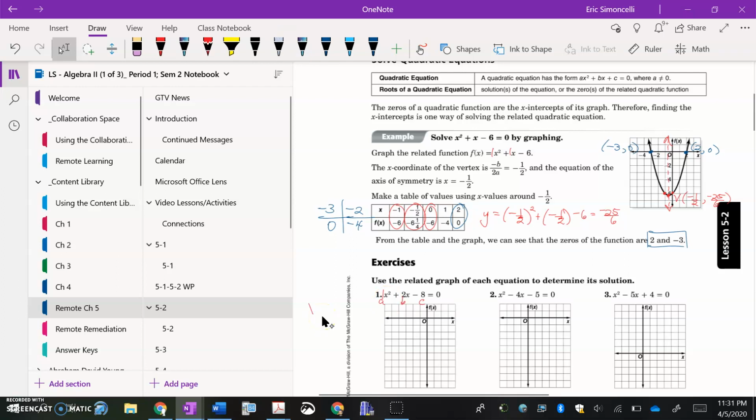For the very beginning, we'll again find our vertex by doing -b over 2 times A. So I did -2 divided by 2 times 1, or -2 over 2, which ends up just simply being -1. We had -1 comma something. That's the x-coordinate of the vertex again, but it's also the axis of symmetry. So I'm going to highlight that.